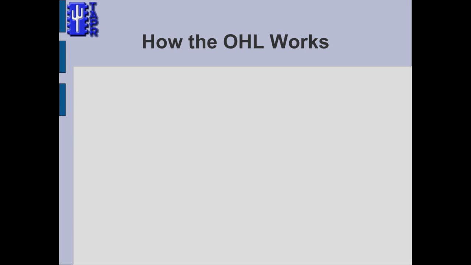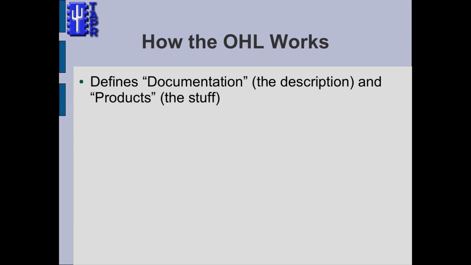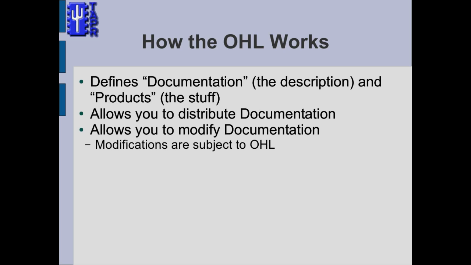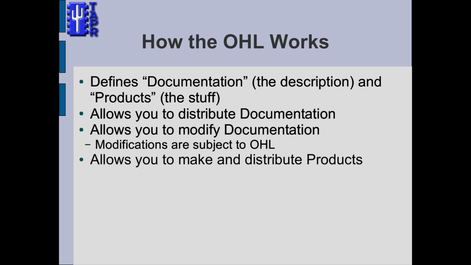How does the OHL work? It defines documentation, the description of the product and the information that you need to be able to make it, and the products themselves, the stuff, to use a technical term. It allows you to distribute documentation. It allows you to modify documentation. However, if you modify the documentation and distribute the docs, then those modifications are subject to the OHL, which means you need to make the modifications available along with the distribution. It allows you to make and distribute products based on the documentation.